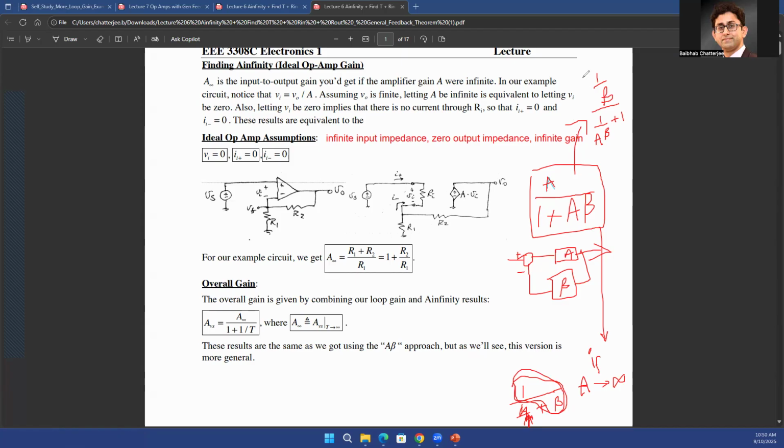Now, interestingly, in this equation, 1 over beta is in the numerator, right? If you had divided both numerator and denominator by A beta, you would have gotten 1 over beta in the numerator, which is shown here on the top.